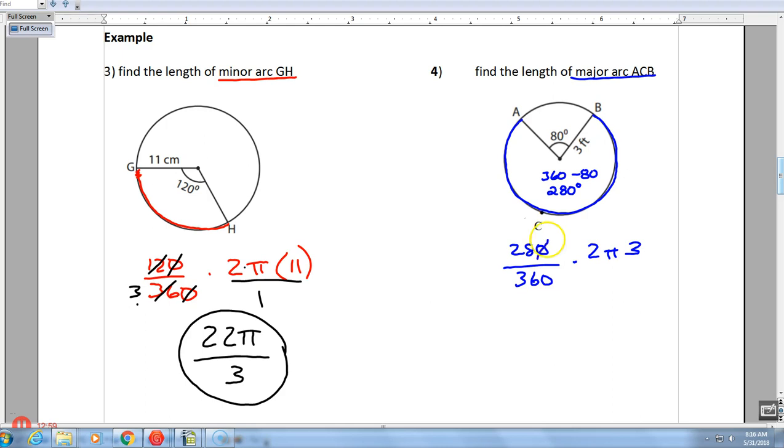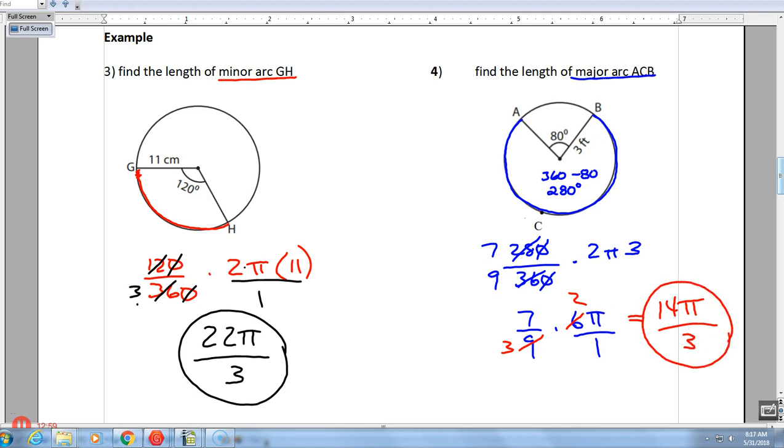Over here, I'm going to knock off some zeros, dividing by 10. 2 goes into both of these numbers. I can get something bigger. 4 goes in there 7. 4 goes in there 9. So I have 7 over 9 times 6 pi over 1. And then 3 can go into both of these. 3 goes in there twice. 3 goes in there 3 times. So we're looking like we got 14 pi over 3.